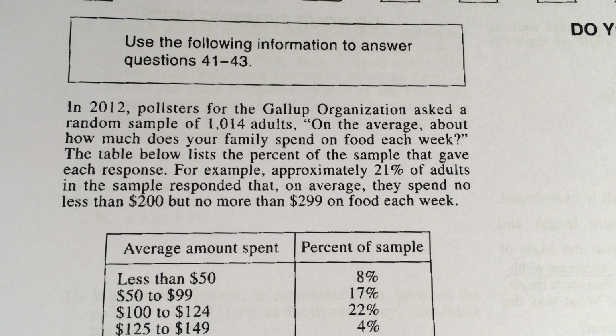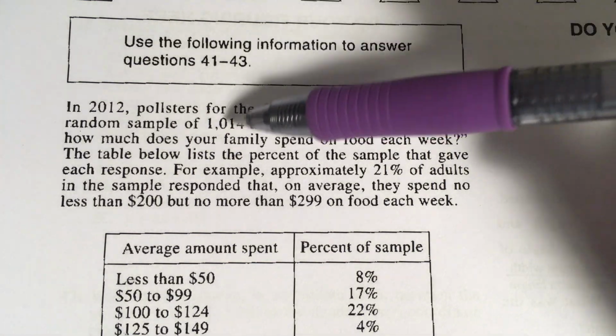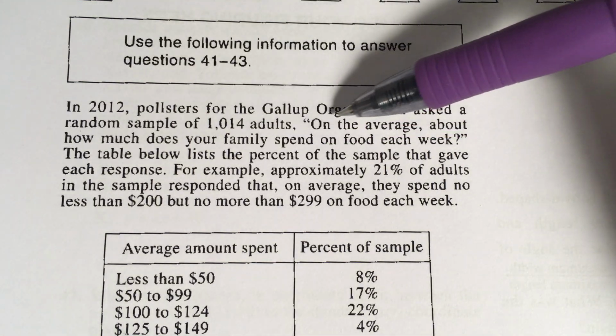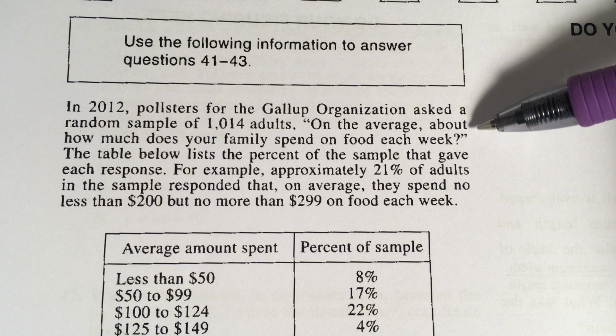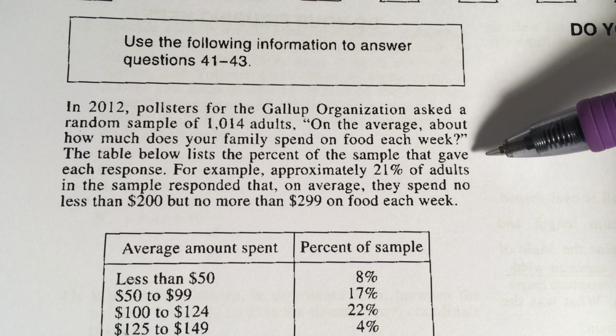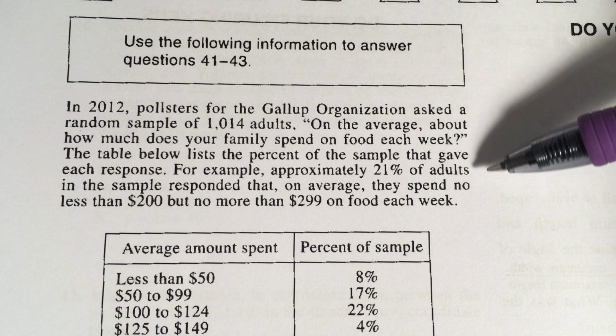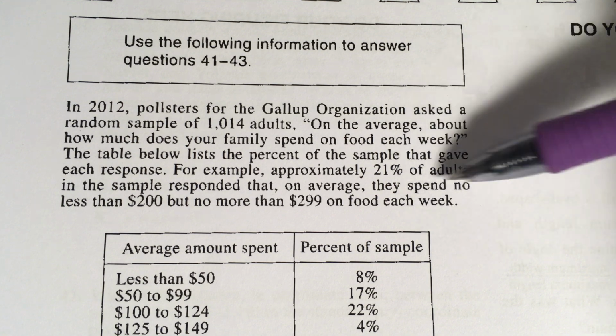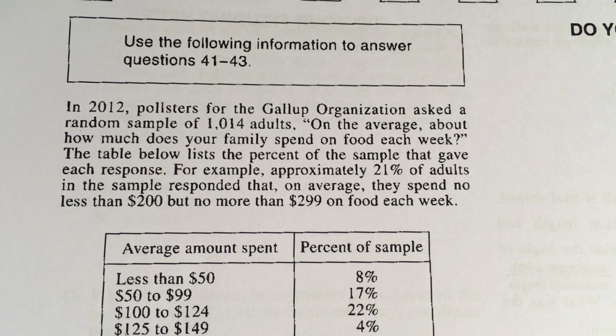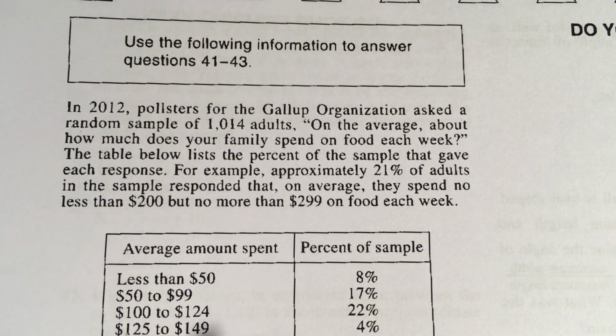All right, so these are 41 to 43. In 2012, pollsters for the Gallup organization asked a random sample of 1,014 adults, "On average, how much does your family spend on food each week?" The table below lists the percent of the sample that gives each response. For example, 21% of adults in the sample responded that on average they spent no less than $200, but no more than $2.99. So we see that 21% here.